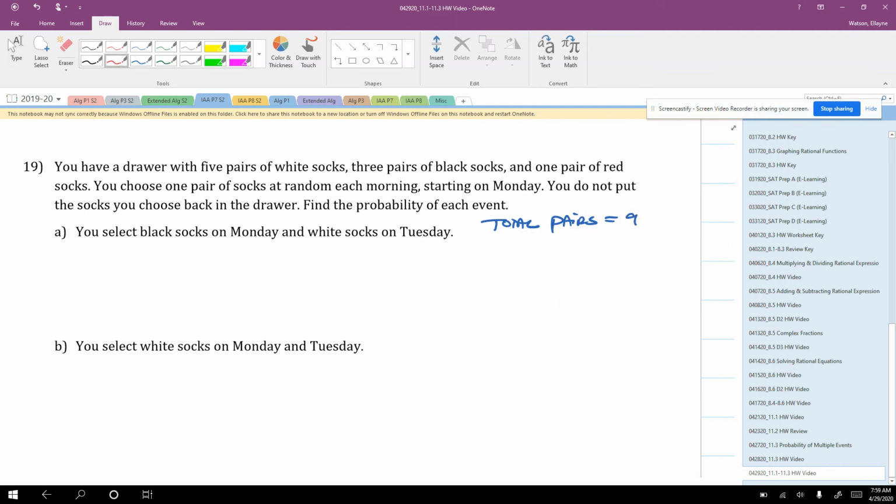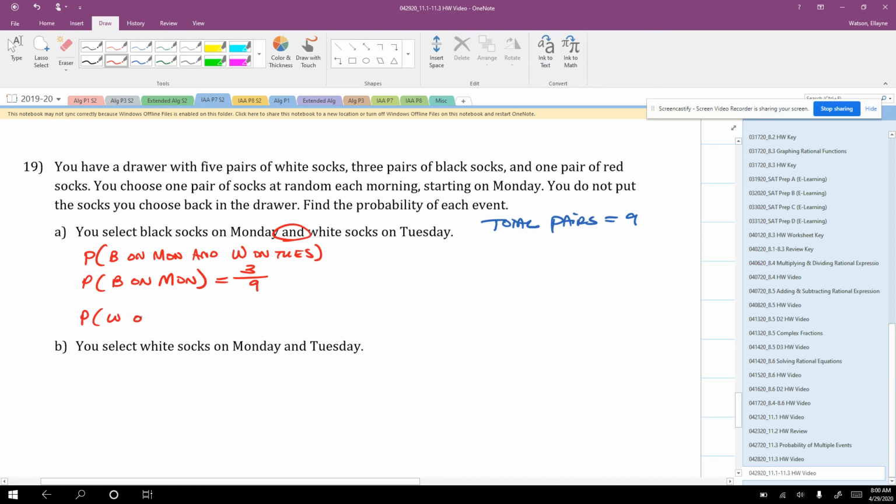Okay, so what's the probability you select black on Monday and white on Tuesday? So we need to find the probability of each. So the probability of black on Monday. Monday's your first day. So on Monday, you still have a total of 9 pairs. How many of those are black? 3 of them.